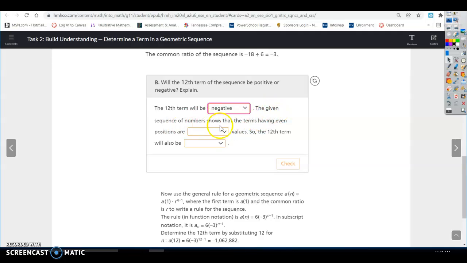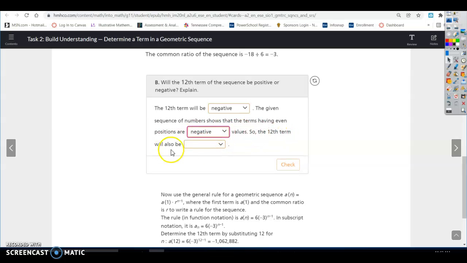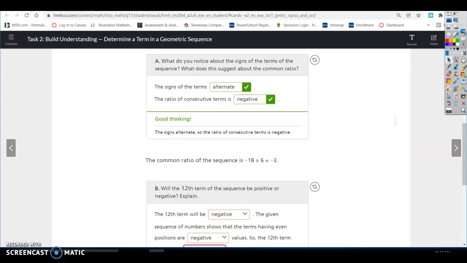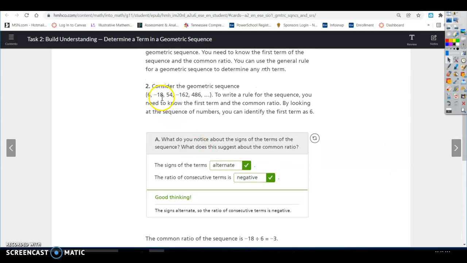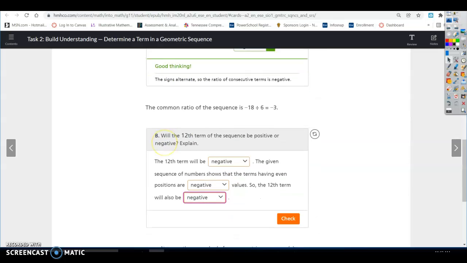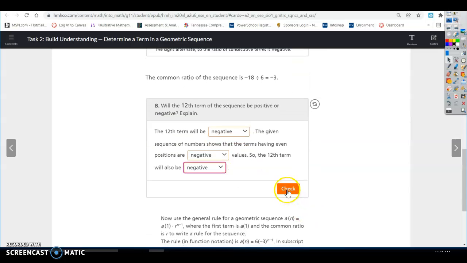And the given sequence of numbers shows that the terms having even positions are negative values, so the 12th term will also be negative. And again, when we talk about the even terms, that means just the second, the fourth, the sixth, and so on. Those numbers are negative, so you can assume the 12th term will also be negative.